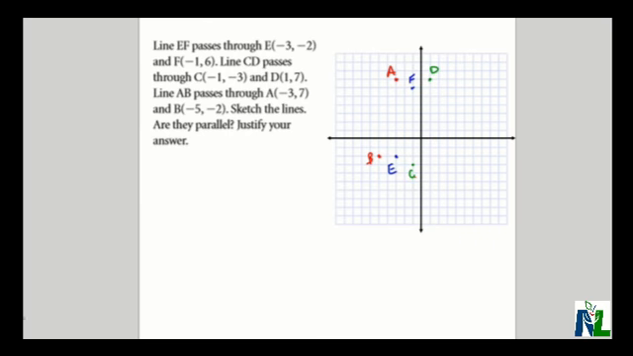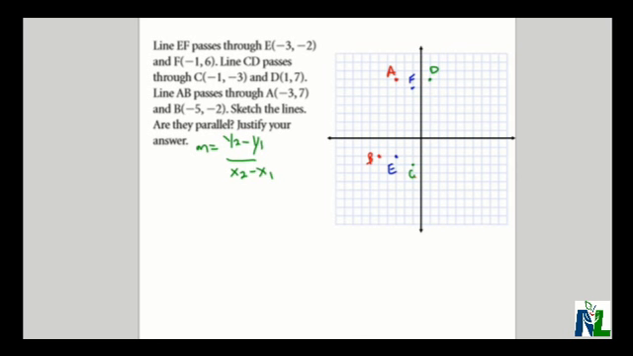Here we have 3 lines, line EF, line AB, and line CD. And we could find the slopes of these lines by plotting the points on a grid. I'm going to use the slope formula, y2 subtract y1 over x2 subtract x1, to determine the slopes of EF, CD, and AB.